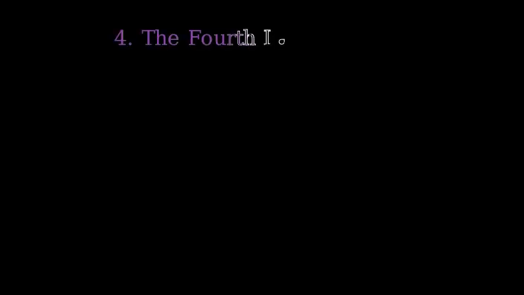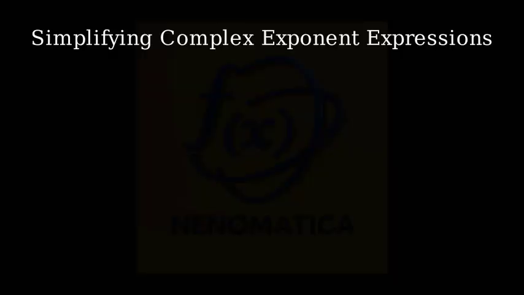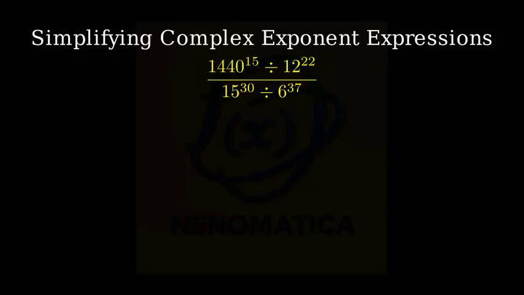The fourth law of power. Let's look at the expression we need to simplify. We have 1,440 to the power of 15 divided by 12 to the power of 22, all over 15 to the power of 30 divided by 6 to the power of 37. Notice that we have division operations in both the numerator and denominator.